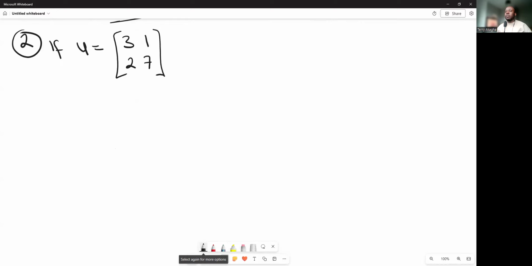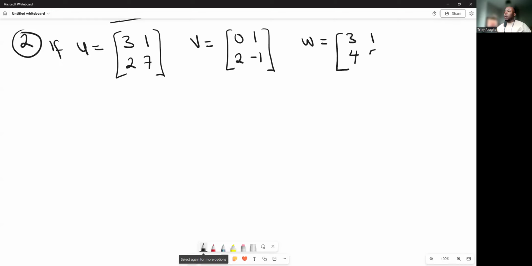So for instance, we're told that u is equal to 3, 1, 2, 7. Let's say v is equal to 0, 1, 2, minus 1. And maybe w is equal to 3, 1, 4, 5.